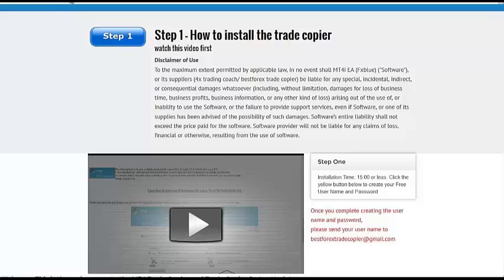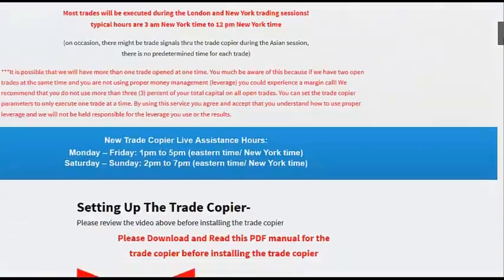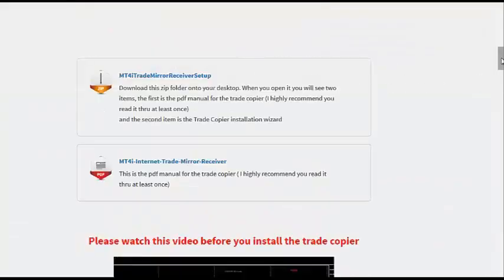This is a password protected members area, and I have many videos on installation, how to install it, how to set it up correctly with the leverage and the lot size that you might want to use according to the account balance that you have, all kinds of tips and tricks to walk you through getting the maximum use out of the trade copier so you can make as much money as possible. There's also a PDF manual, and here's where you're going to download the MT4 trade copier.